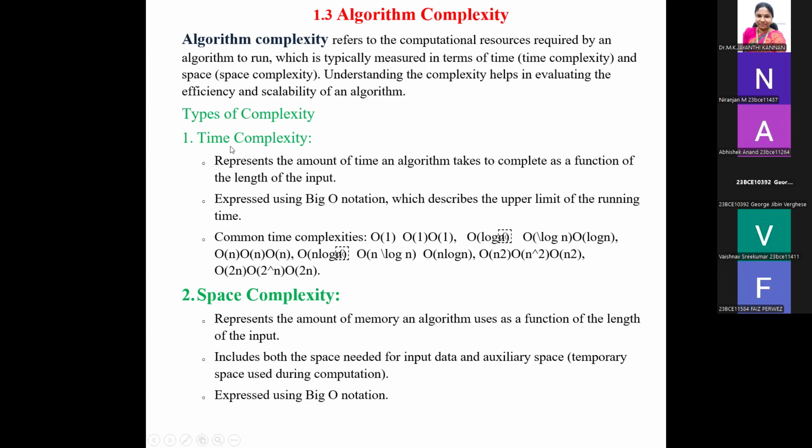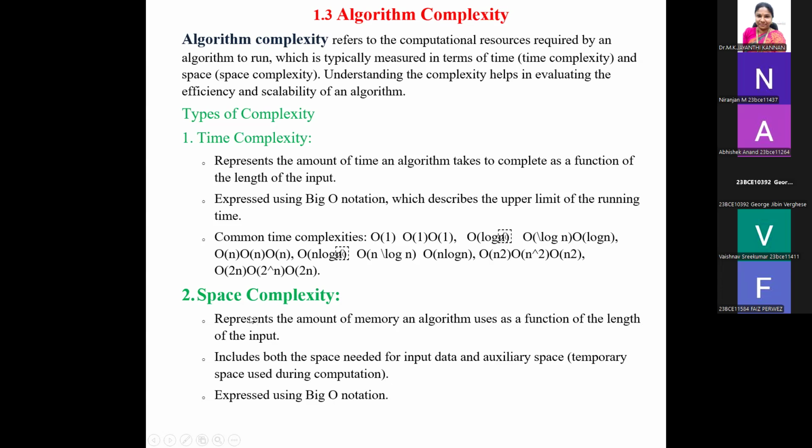In general, we are representing the time complexity by using big O notation or capital O notation. So that is mentioned as order of one. Some algorithms take order of n log n or order of n square, or quick sort and all, they will take order of n log n, like that. And if you take the space complexity of an algorithm, it represents the amount of memory an algorithm uses as a function of the length of the input.